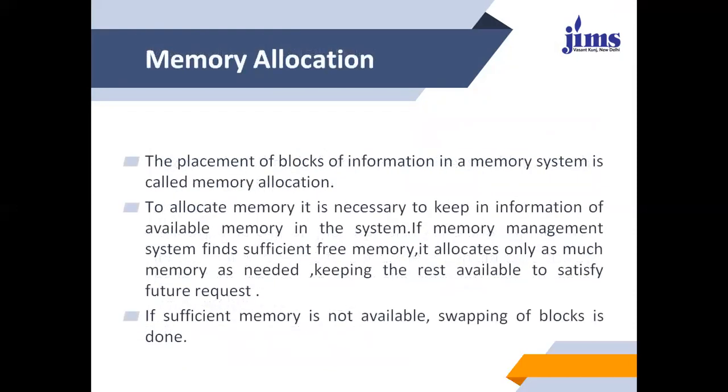Now, the placement of blocks of information in a memory system is called memory allocation. To allocate memory, it is necessary to keep information of available memory in the system. If the memory management system finds sufficient free memory, it allocates only as much memory as needed, keeping the rest available to satisfy future requests. If sufficient memory is not available, swapping of blocks is done.